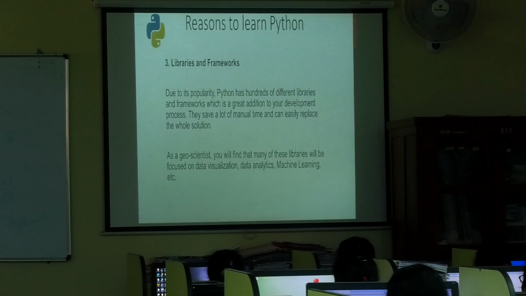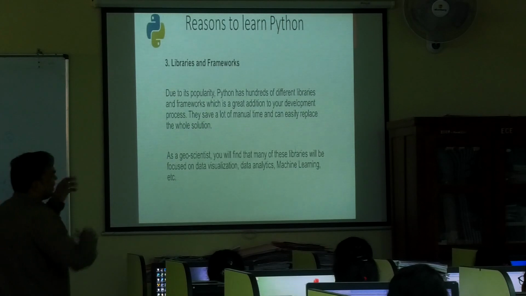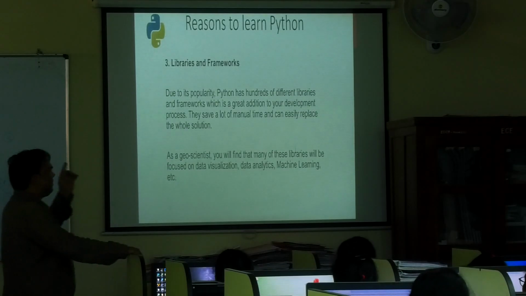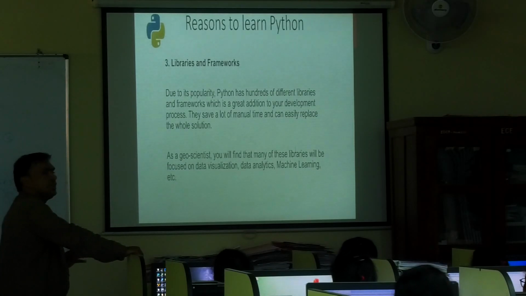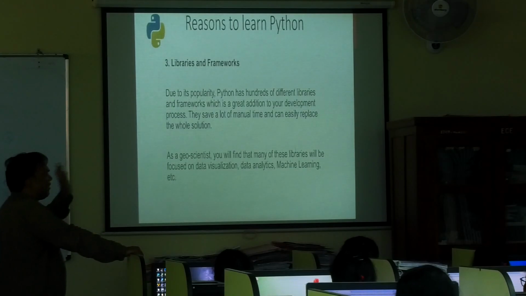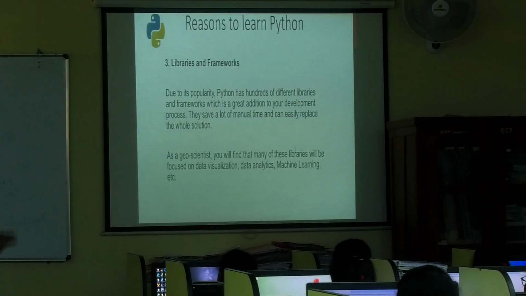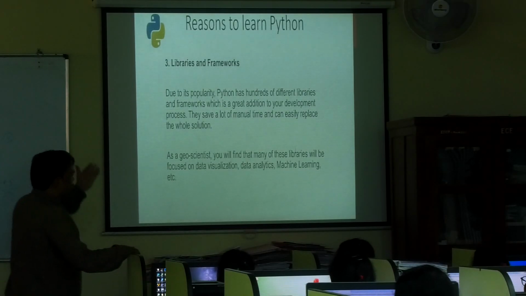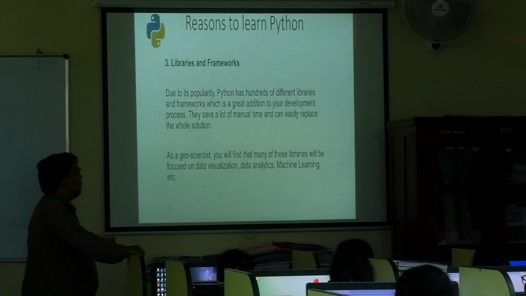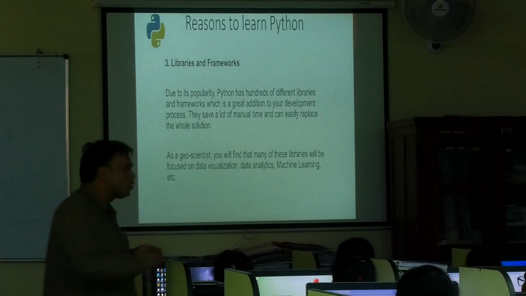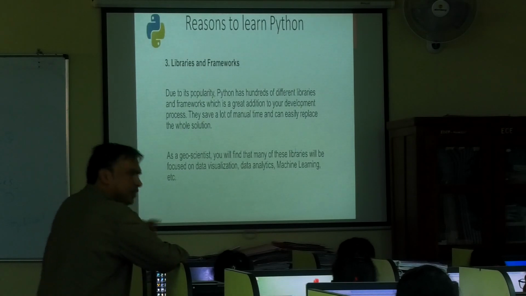The next point is libraries and frameworks, which is very easy. Due to its popularity, Python has hundreds of different libraries. So many libraries have been created over the past 10 years, and frameworks are also a great addition developed for developer purposes. So a lot of manual time can easily be saved by replacing the whole solution. Particularly, a geoscientist will find that many of these libraries are focused on data visualization, data analytics and machine learning. That means if you are working in that domain, you can utilize many libraries, particularly for data visualization.